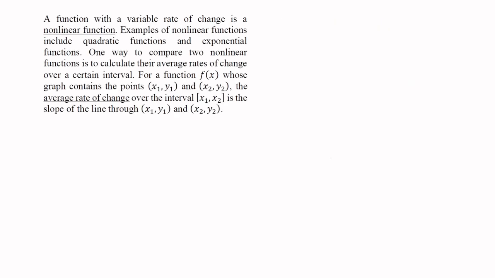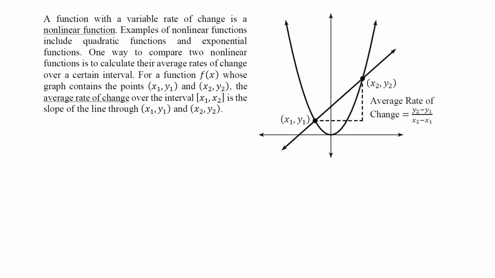A function with a variable rate of change is a nonlinear function. Examples of nonlinear functions include quadratic functions and exponential functions. One way to compare two nonlinear functions is to calculate their average rates of change over a certain interval. For a function f of x whose graph contains points x1, y1, and x2, y2, the average rate of change of the interval x1 to x2 is the slope of the line through x1, y1, and x2, y2.